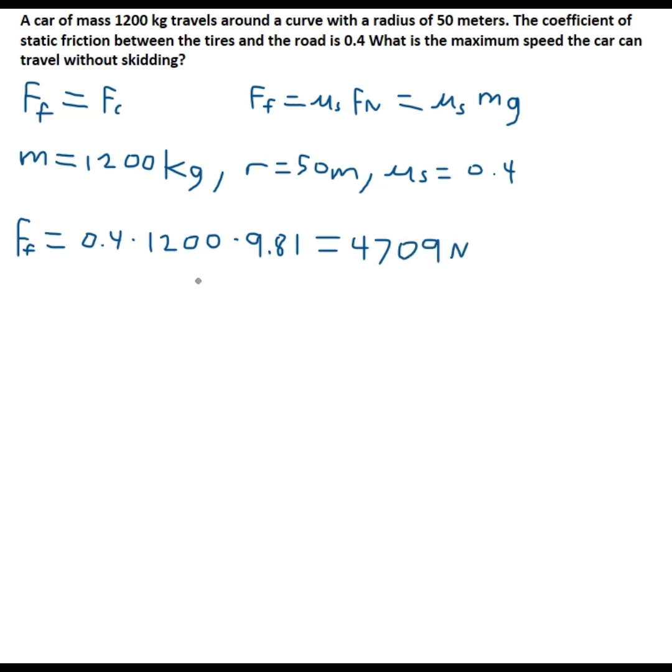We know it's in newtons because we use the SI units in the formula, and the SI unit of force is newtons. So this means that in order for the car to travel at maximum speed without skidding, the centripetal force will have to equal 4,709 newtons.